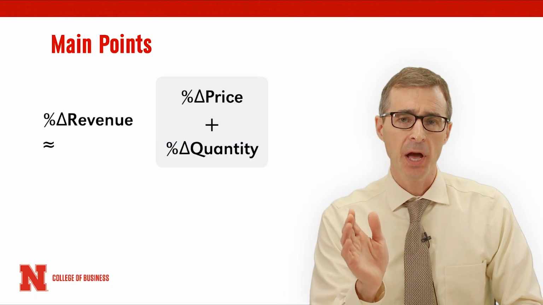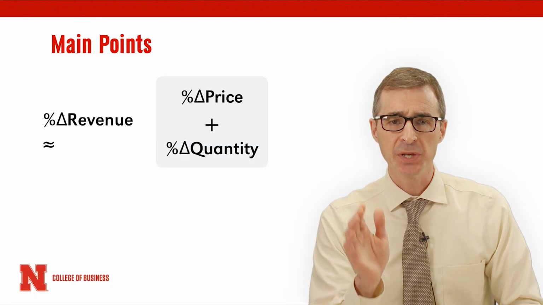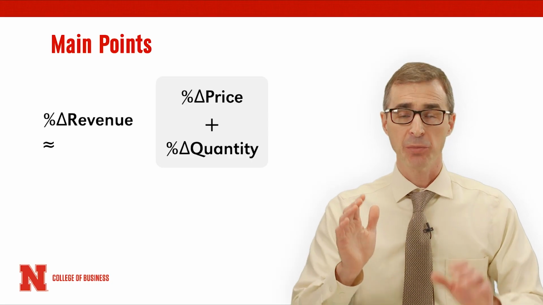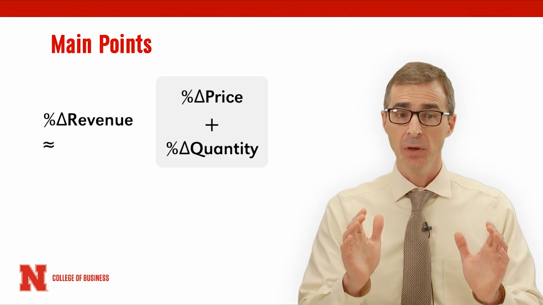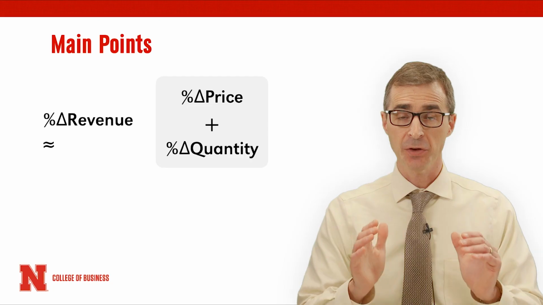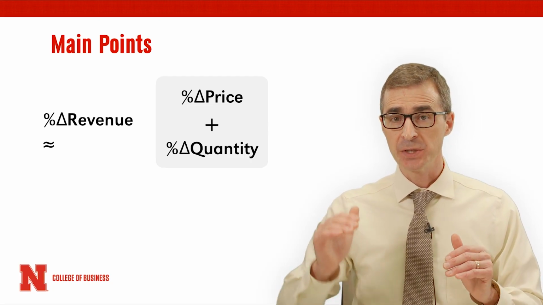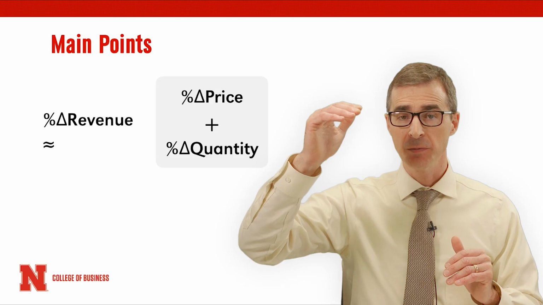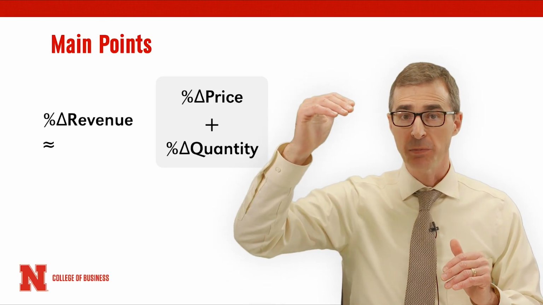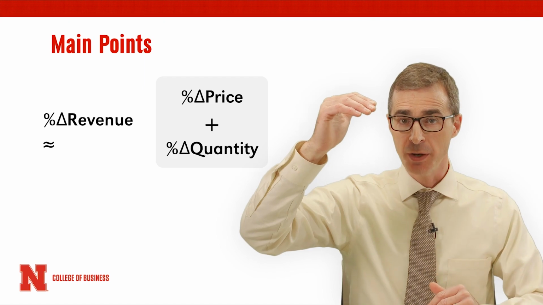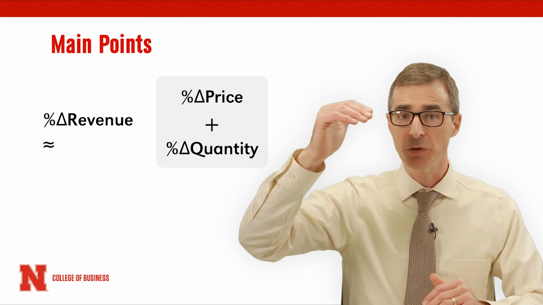Another key economic idea is that the percentage change in revenue can be approximated as the percentage change in price plus the percentage change in quantity. This means that if the percentage change in price, which might be positive, is greater than the percentage change in quantity, which might be negative, revenue is going to go up.